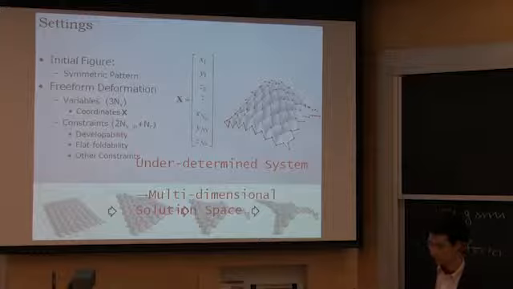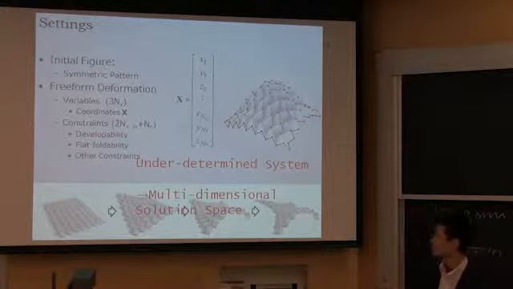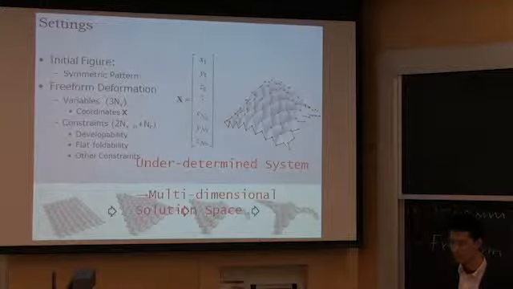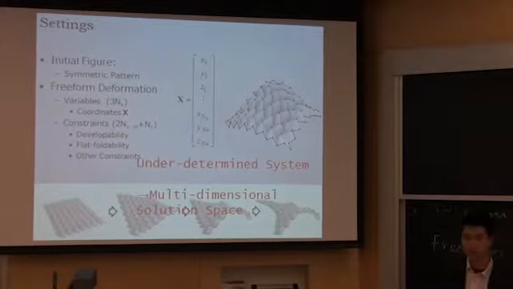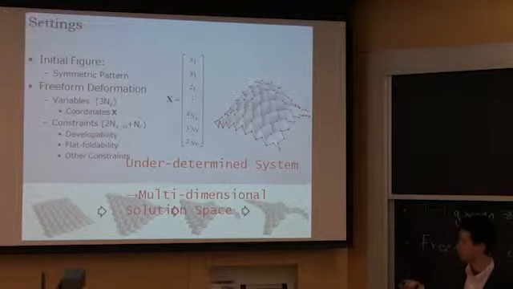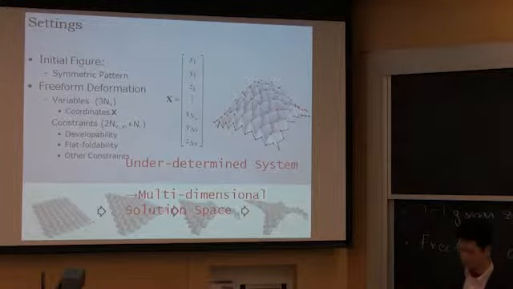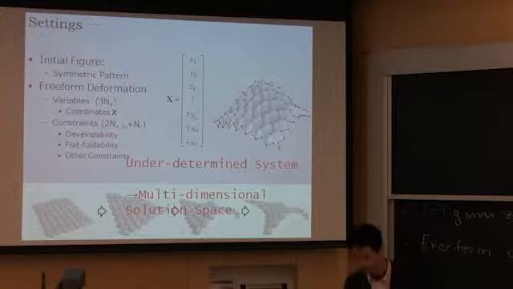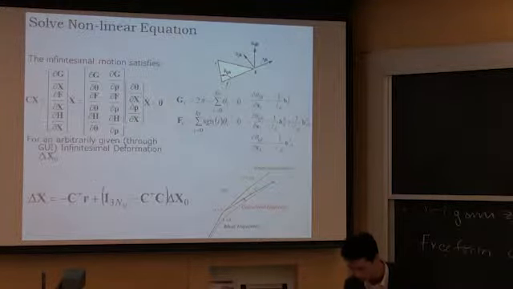This forms an underdetermined system, which means that it gives you a multi-dimensional solution space. And within the solution space, we transform the surface so that you will always get a valid solution. So that's the method we are applying.